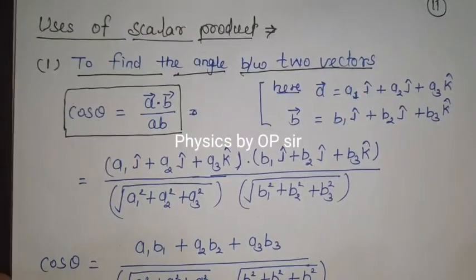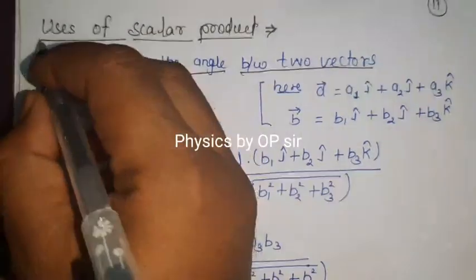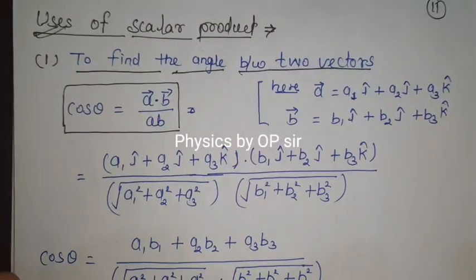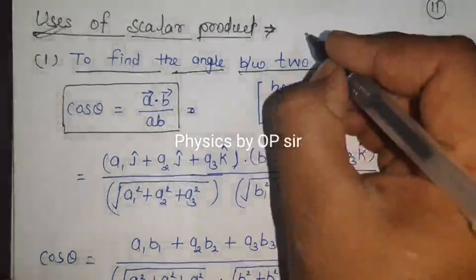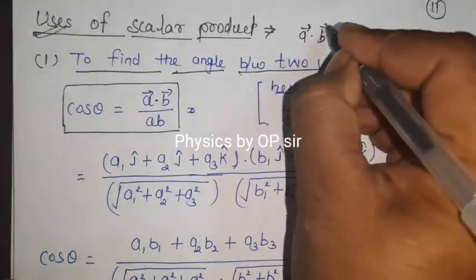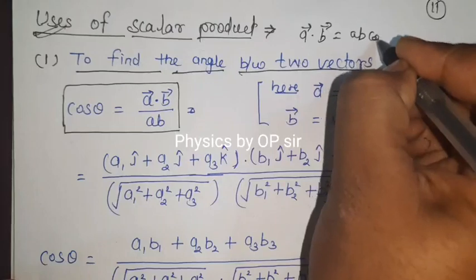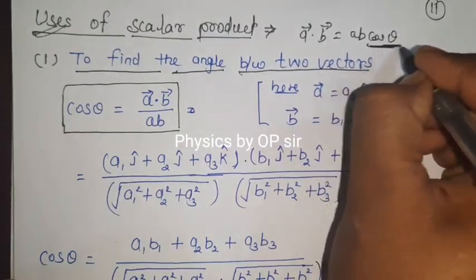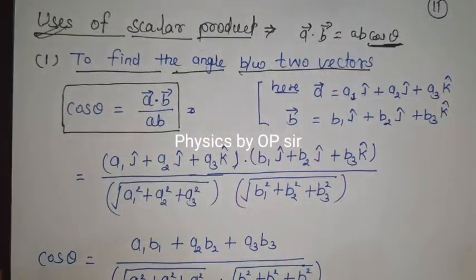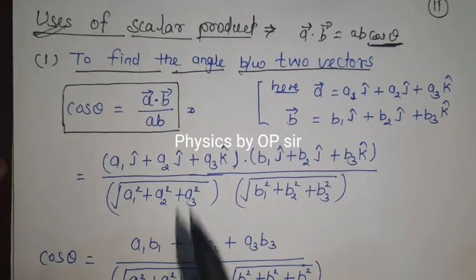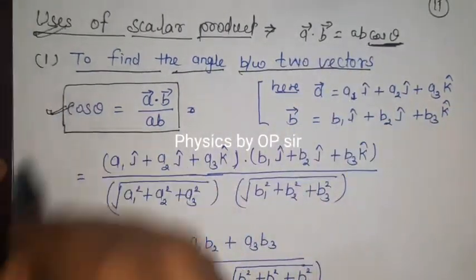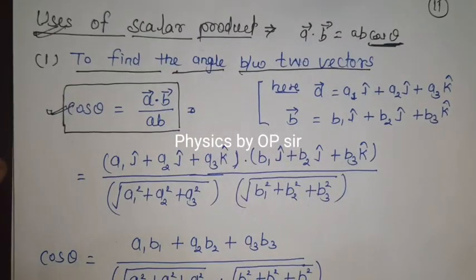Now this is a very important thing related to the scalar product: the uses of the scalar product, where we use it. In the formula we have discussed, a dot b is ab cos theta. So the first use is to find the angle between two vectors. If the angle between two vectors is theta, then from this formula we can write cos theta is a dot b upon ab.